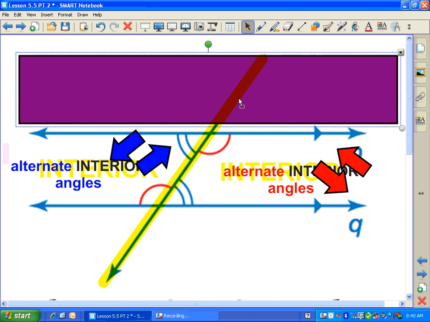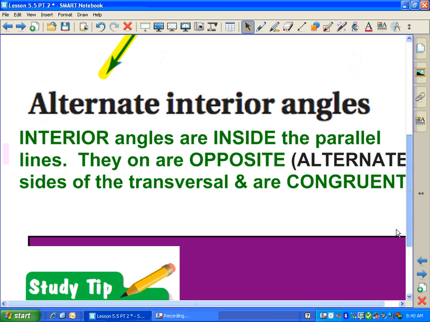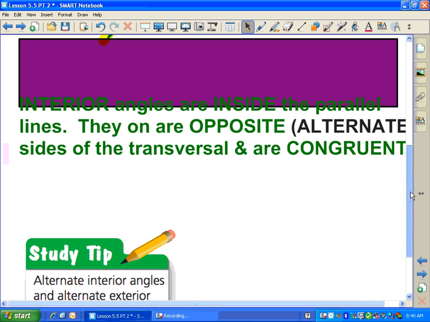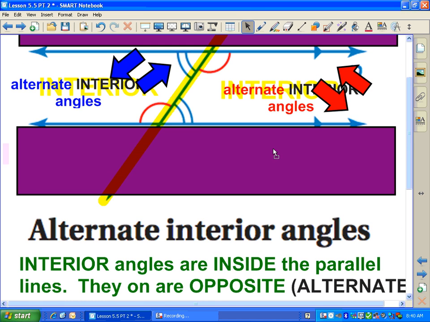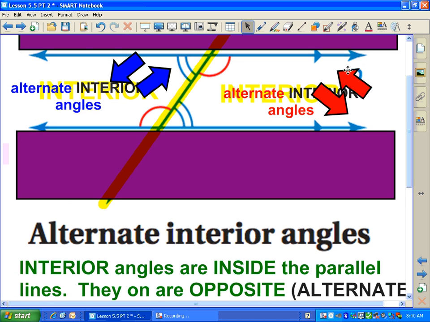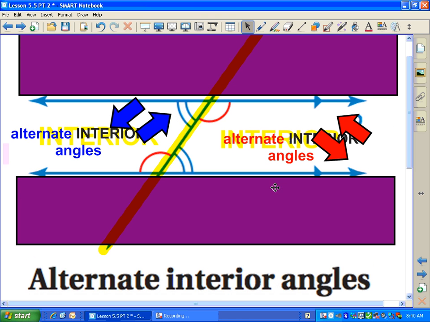Okay. I'm going to cover this part up in purple. I'm going to cover this part up in purple. Okay. This right here is my interior. This is the interior or inside of the parallel lines. The purple is covering the, nice job if you said, exterior. Purple's covering the exterior or outside the parallel lines, plus 10.